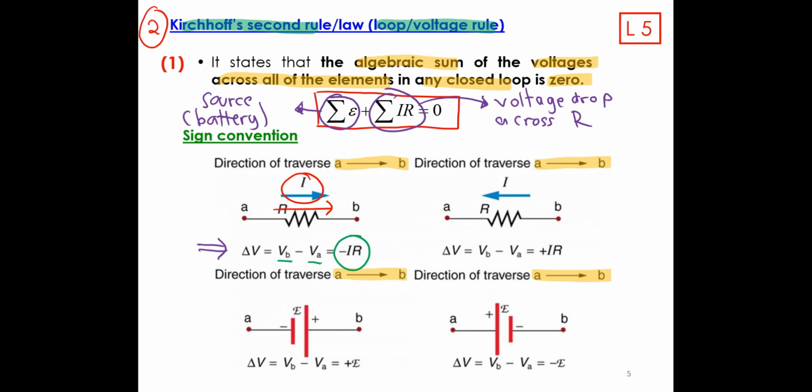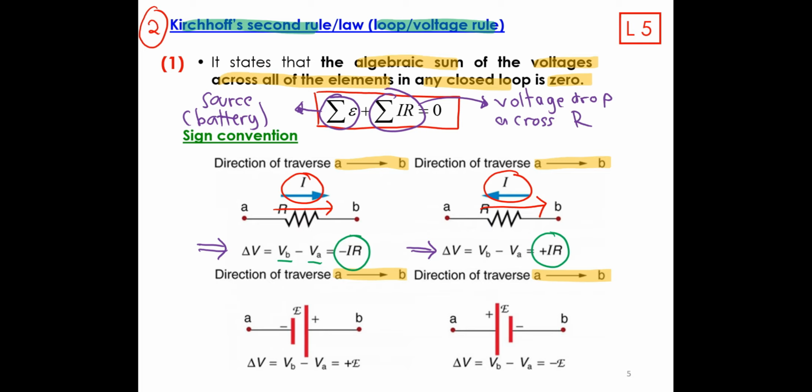Now, the second diagram. If the direction of current is opposite to the direction of traverse, because traverse is from A to B, then for this resistor the potential difference becomes positive.